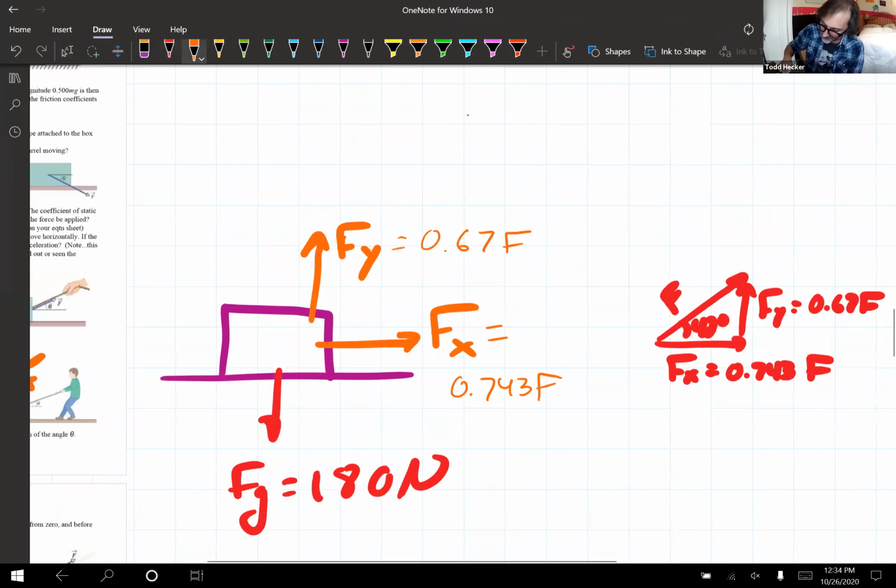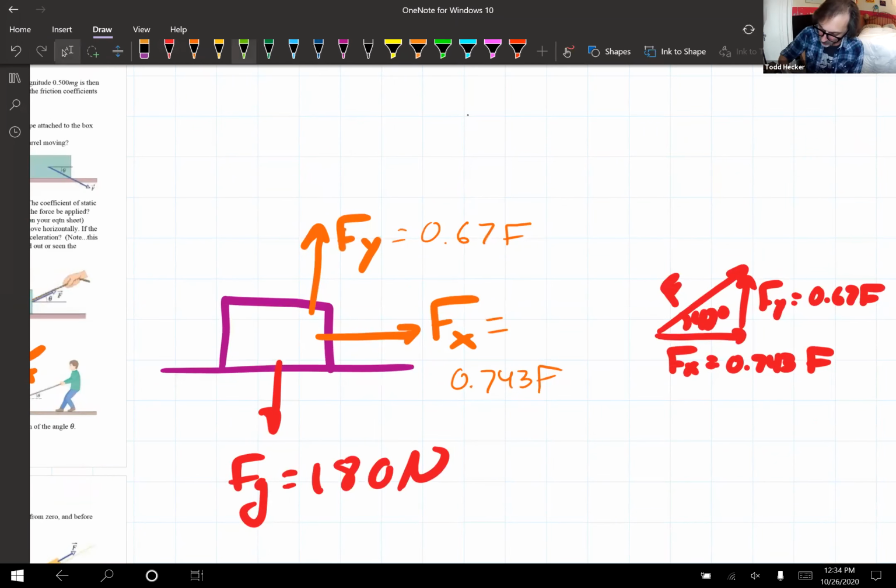All right. And then we have a normal force, but we know that our net force vertically has to be 0, right? And so what that means is that our normal force is just going to be big enough so that the normal force and Fy cancel out Fg. So this has to be 180 minus Fy.